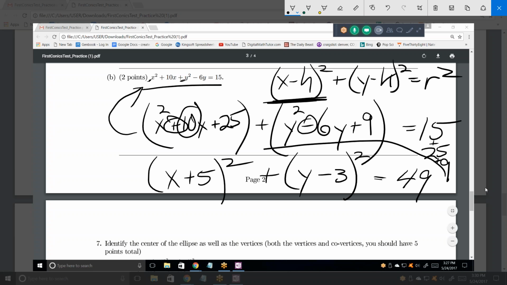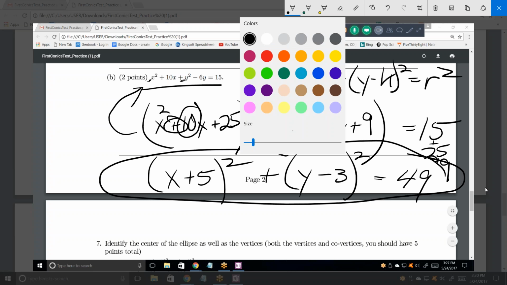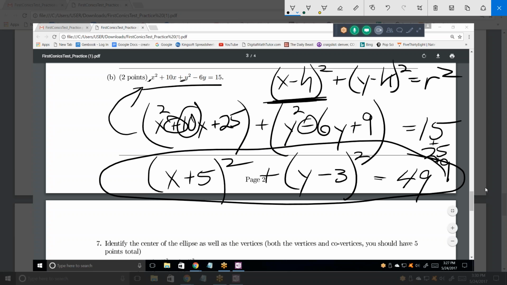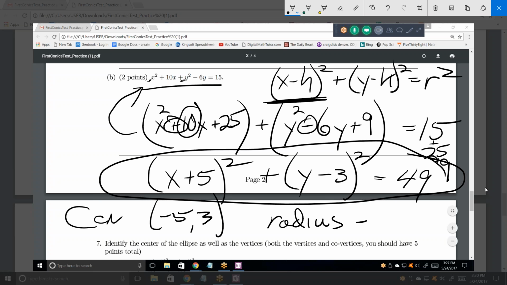Now we have it in the general format of a circle. We know everything there is to know about this circle. Where's the center? -5, 3. And what's the radius? 7. That's it. There is no other information about that circle that is worth knowing. There are only two factors about a circle that are important: where its center is and what its radius is.